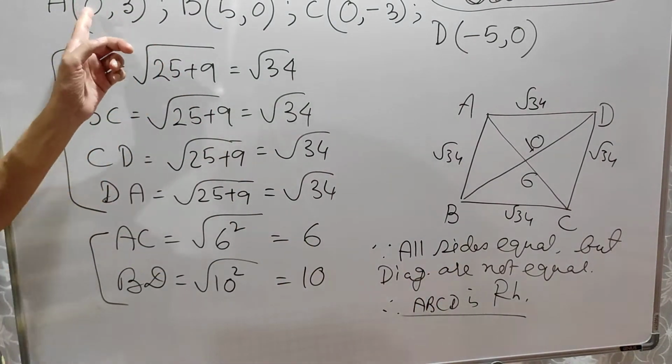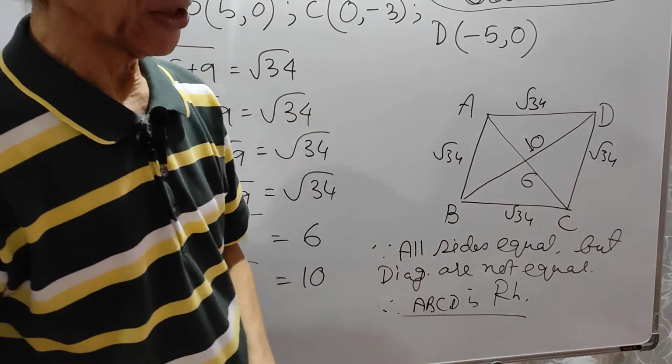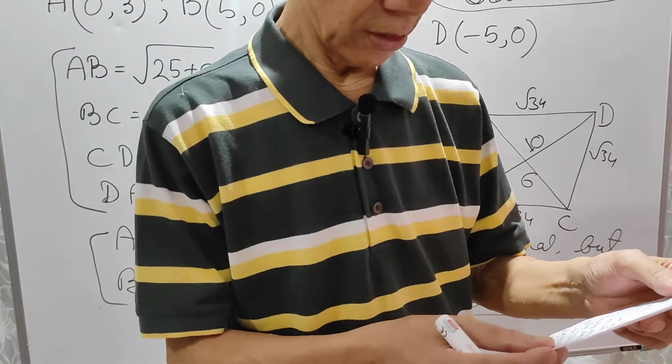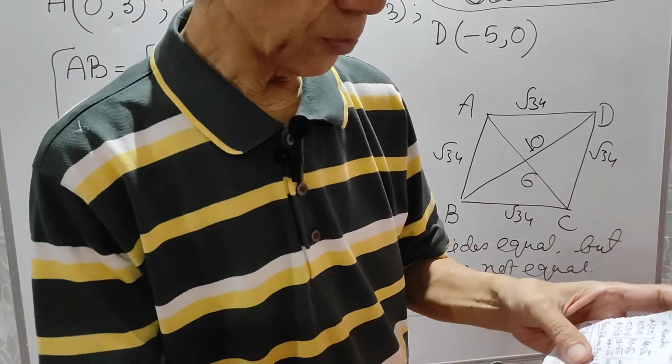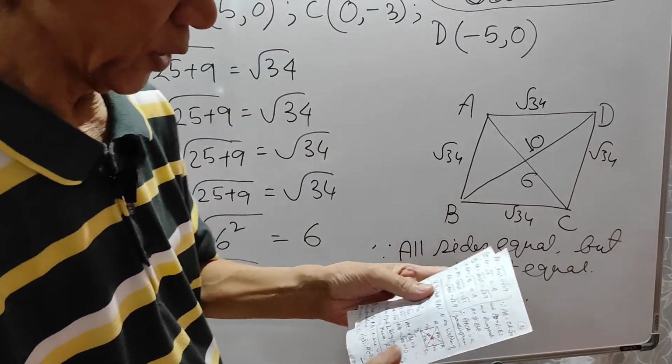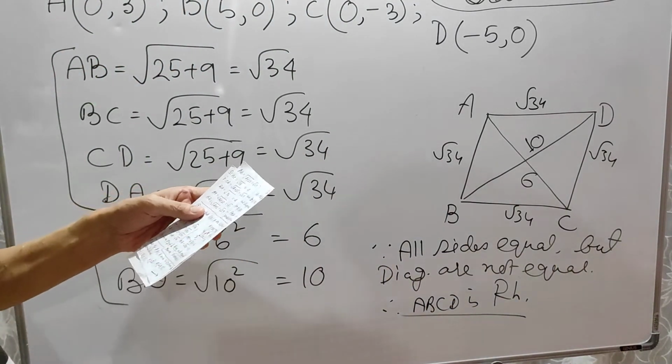So our conclusion is these 4 points are vertices of a rhombus, and that was what we were asked to show. Okay, all right. Next.